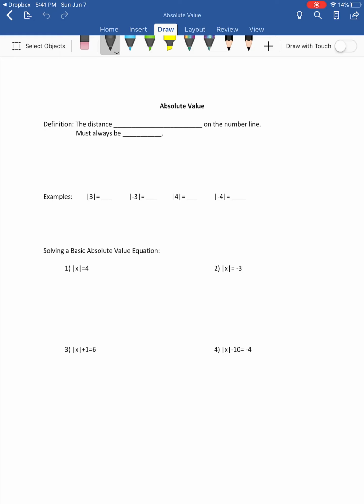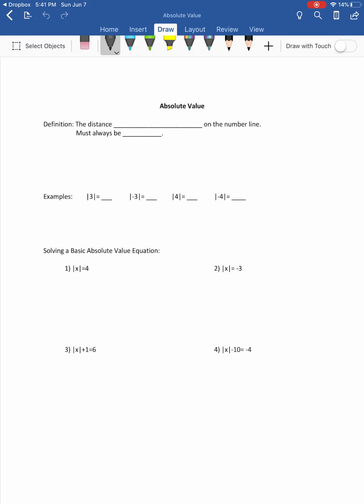Okay, so the last unit of the year is going to start preparing you for your next algebra course next year. So we're going to talk about something we didn't talk about in the beginning of the year, absolute value. So this lesson should mostly be a review for you. Okay, so what is absolute value?